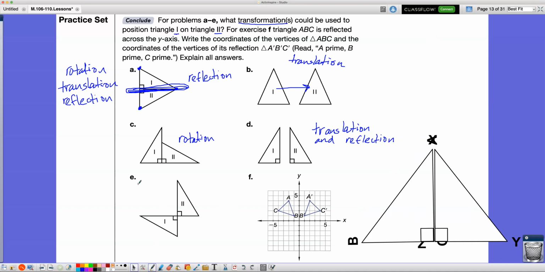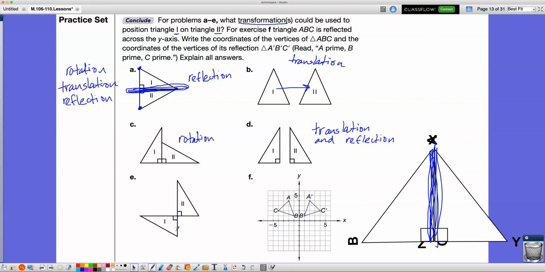Okay, what about letter E? What would it take to go from triangle 1 to triangle 2? Now, some of you might have said that it's just simply reflection because you're like, well, here's the line, but that doesn't work. This is not a line. It has to be a line like this right here. It has to be reflecting on something like this, but it can't be reflecting on a simple point.